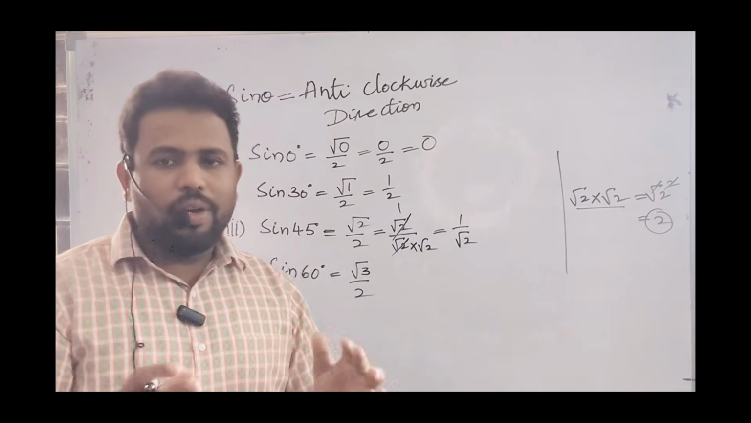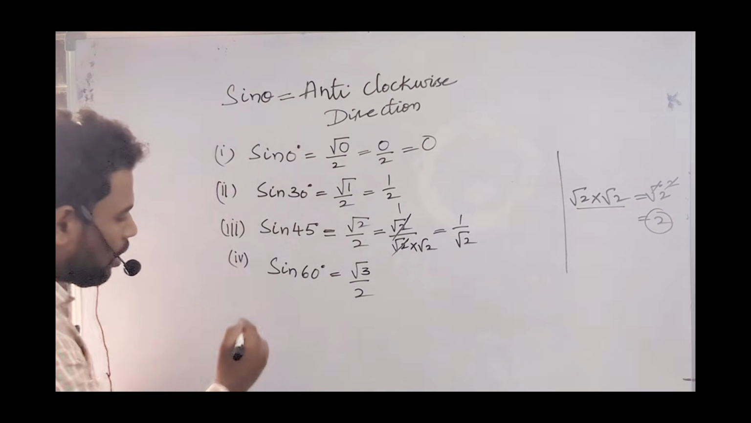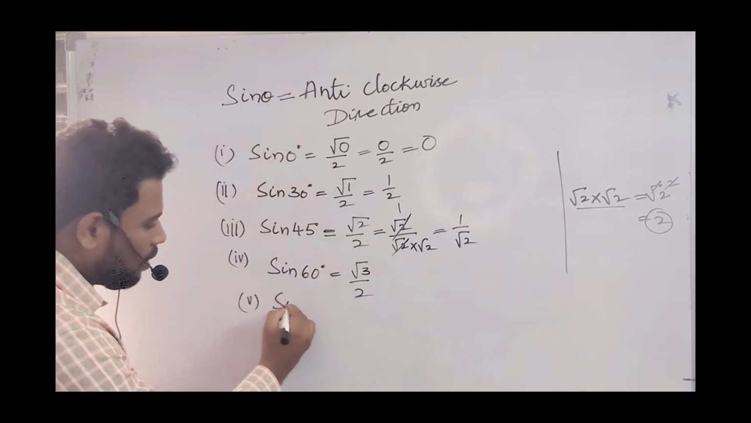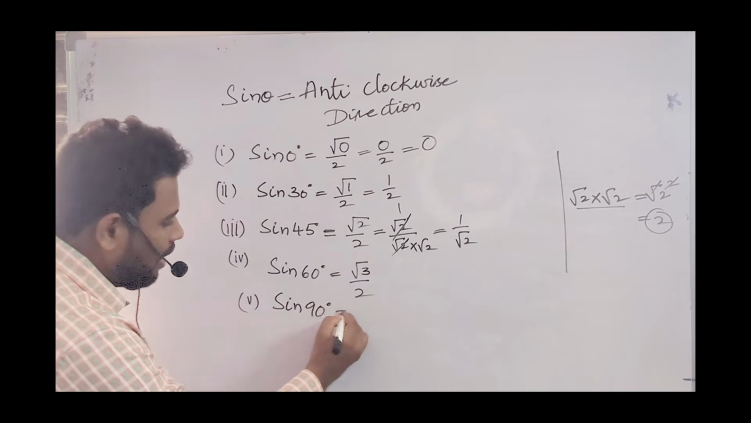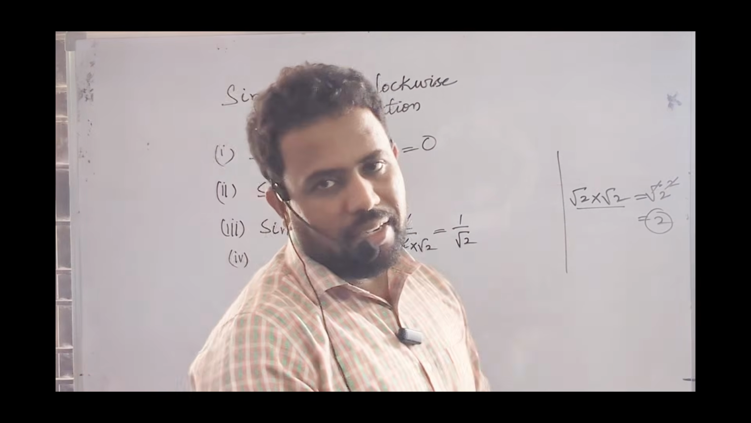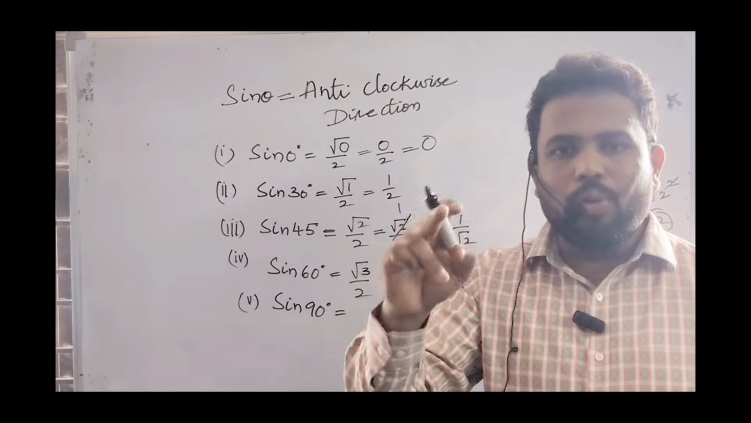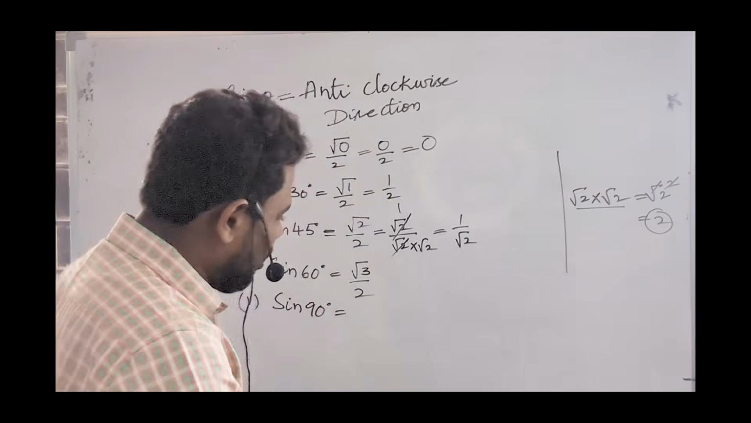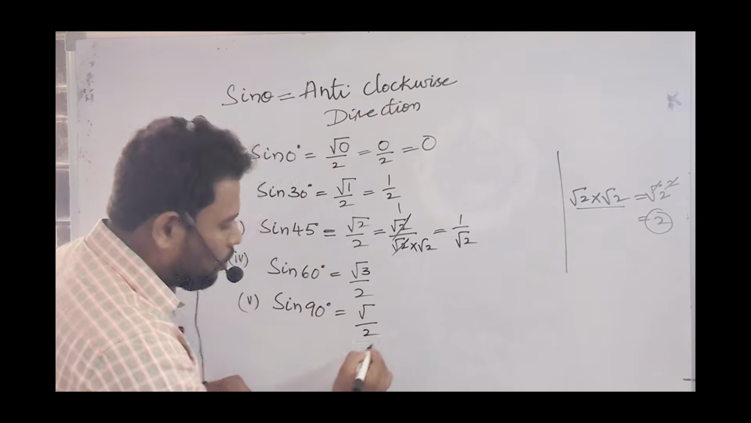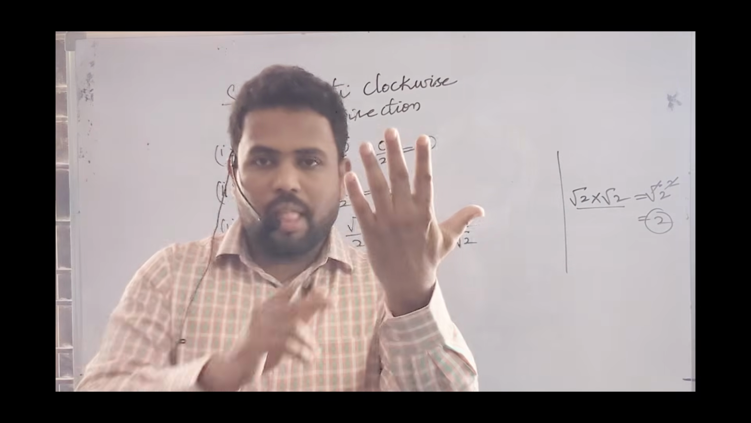What is the value here? Root 3 by 2. Let's come to the last value. That is sine 90 degree. Sine 90 degree value here. Again we are going to follow the same rule. Root by 2 we are going to write here. Square root by 2.